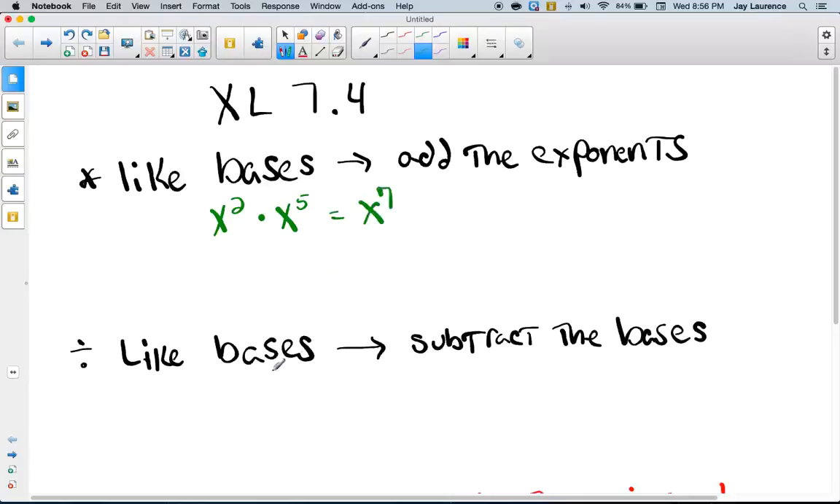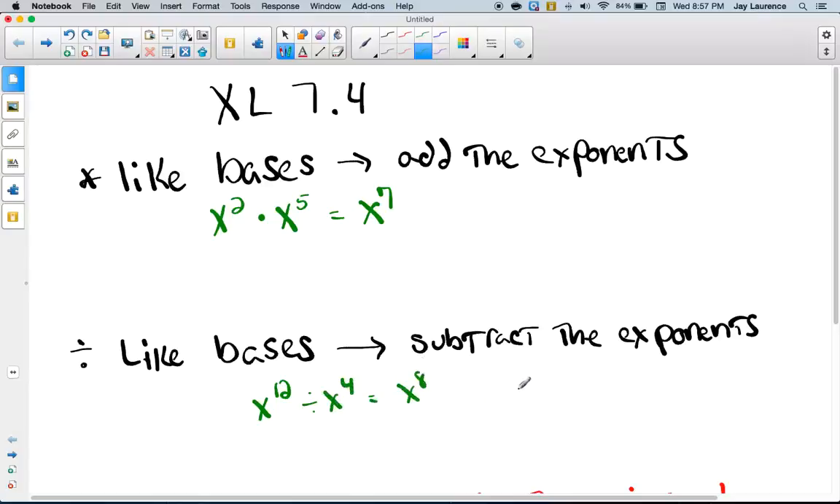Okay. When you divide like bases, whoa, I have a typo there, don't I? Yeah, when you divide like bases, you don't subtract the bases, you subtract the exponents. Sorry about that, ladies and gentlemen. Let me fix that right away. Subtract the exponents, right? So if we had, say, x to the 12th divided by x to the 4th, that would be x to the 8th, because 12 minus 4 is 8.